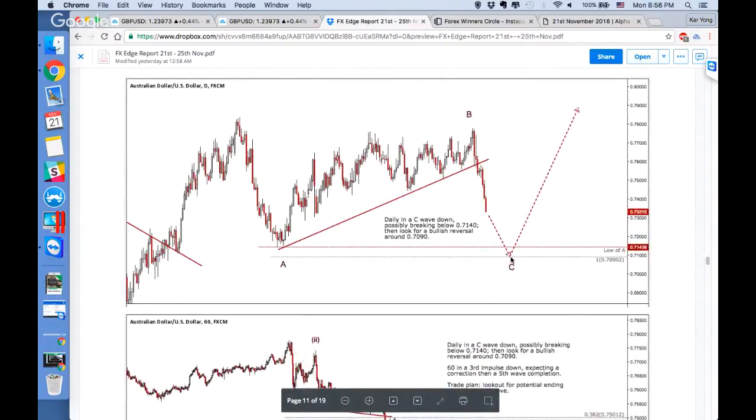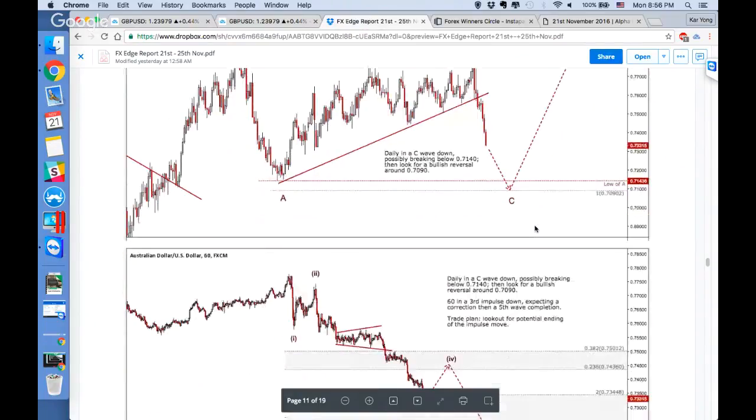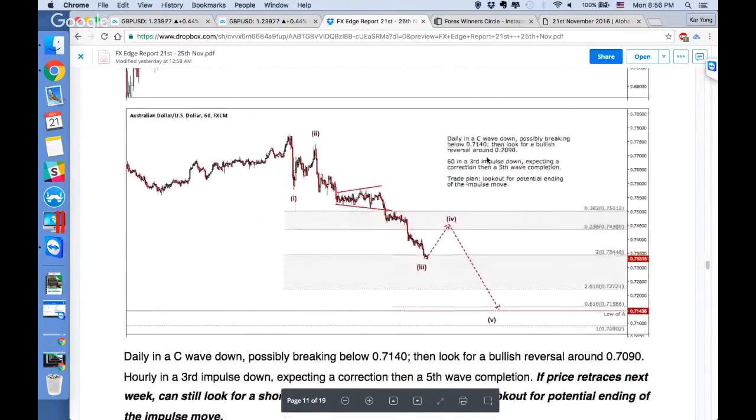When it touches the 7090, that's where you want to look for a bullish reversal. Once price comes down around this region, you do not want to take any short anymore. Look for the opportunity to take a reversal trade to the upside. And then we of course break it into 60-minute as well. On the 60-minute, we tell you that it's in the third wave down. Expect a correction and then a last wave down.